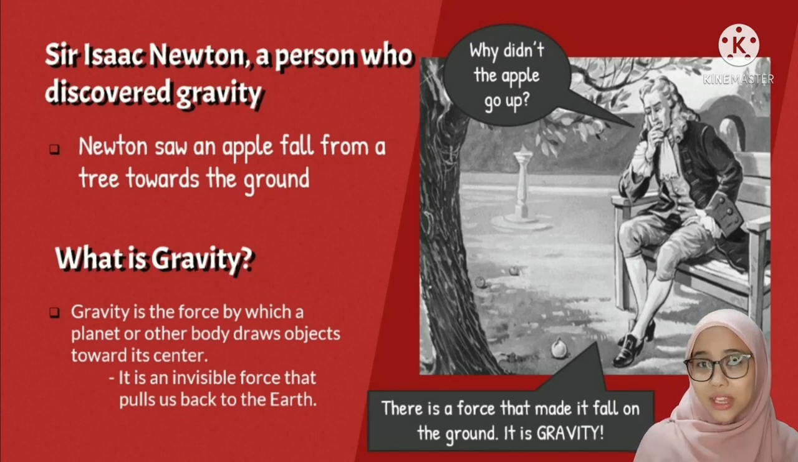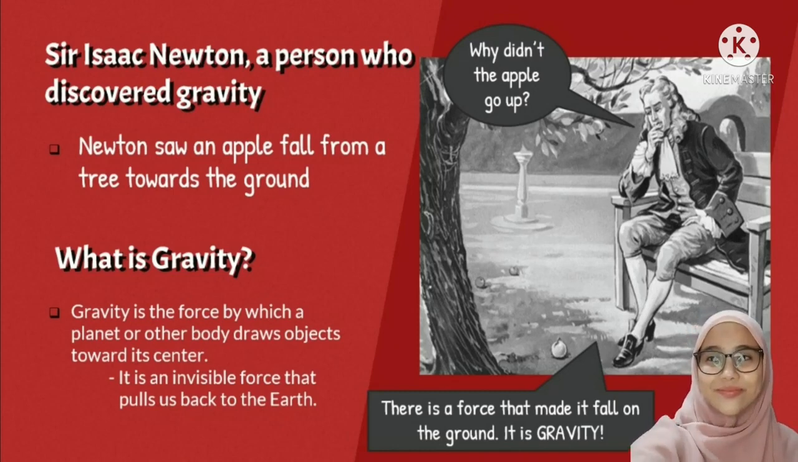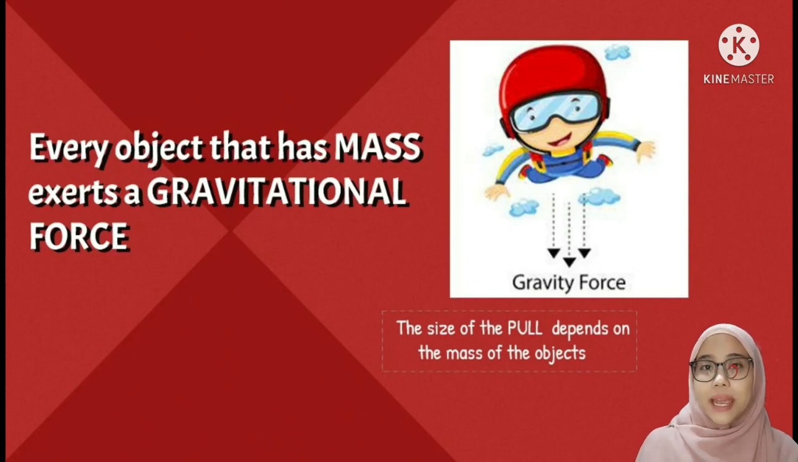So what is gravity? Gravity is the force by which a planet or other body draws objects towards its center. The force of gravity keeps all of the planets in orbit around the sun. It is also known as the invisible force that pulls us back to the earth. Every object that has mass exerts a gravitational force. The size of the pull depends on the mass of the object. As you can see in the picture here, the gravitational force pulls this boy downward with his weight or mass.